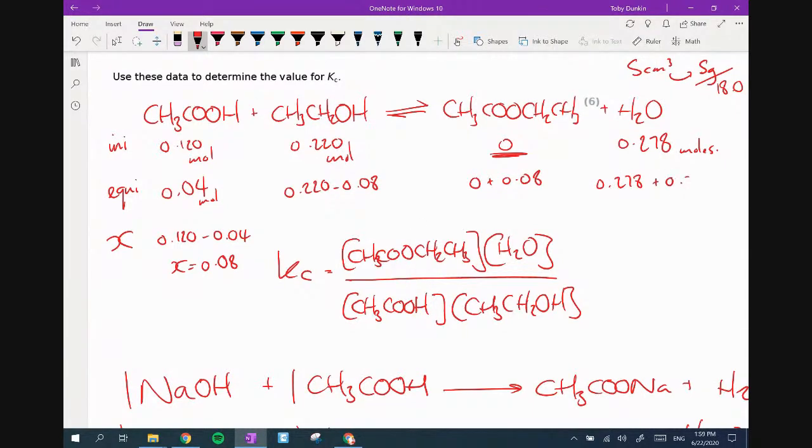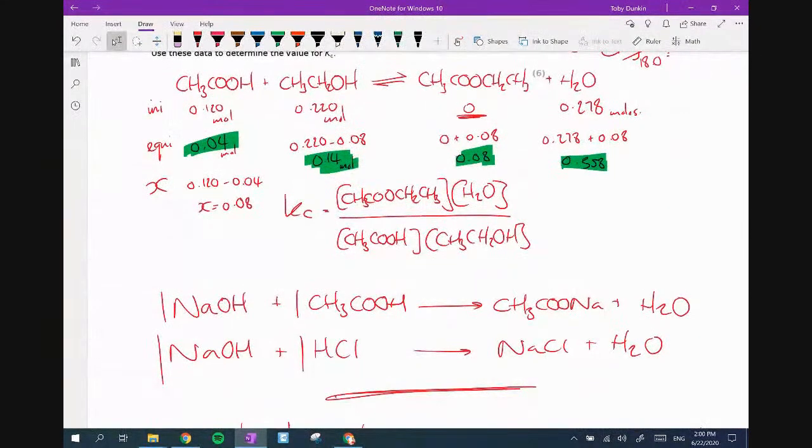And this one's going to be 0.278 plus 0.08. So we can do the maths now and work out each individual one. 0.220 minus 0.08 gives me a moles number, which I will then highlight. I'm now going to quickly flag up the ones I need, and then I can work out the others. This one's easy, this one's just 0.08. That's the one I need for my Kc value. And this one, of course, is 0.278 plus 0.08. The water bit is a real tricky bit there, 0.358, and there's my moles of water at equilibrium.